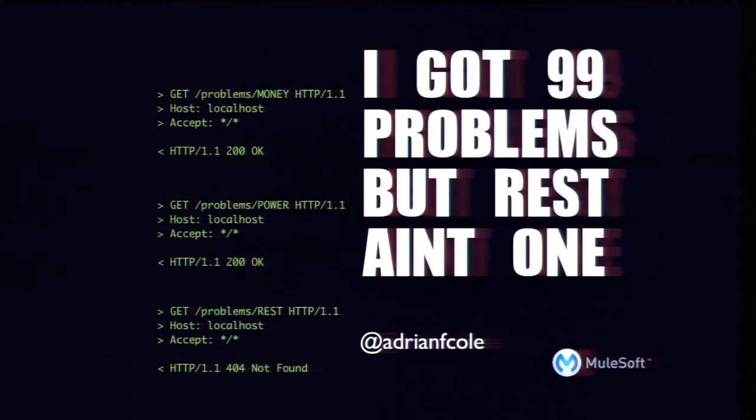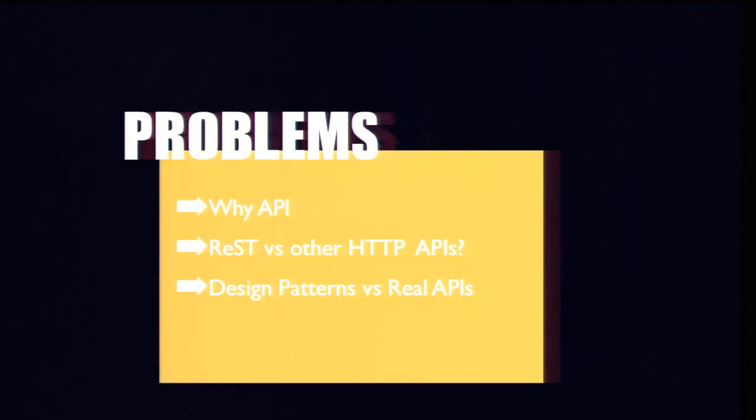So the problems we're going to discuss, as the agenda, are a little bit of background, why API, and then differentiating what different people say or mean when they say REST, because it is a fairly ambiguous term. And then we'll look at some design patterns that are applied to APIs, like real ones.